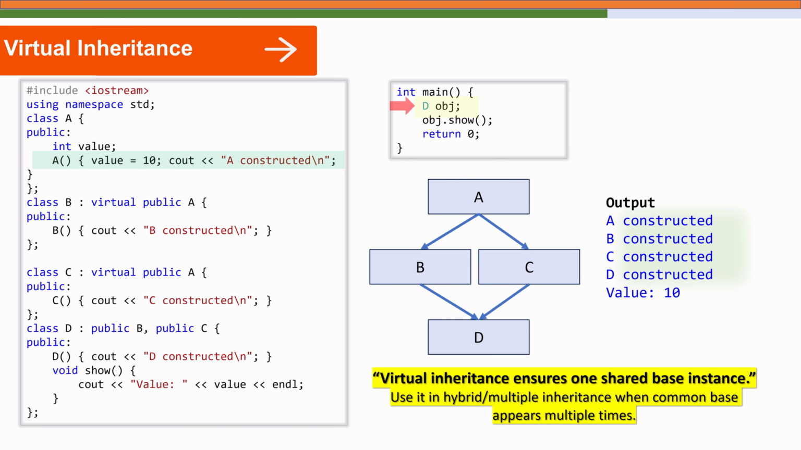When you create an object D obj, number one, the virtual base class A is constructed first. The A constructed message is printed, then the B constructor runs and the B constructed message gets displayed, and then the C constructor runs and the C constructed message is displayed, and finally the D constructor runs and the D constructed message is displayed on the screen. So why is A constructed first?